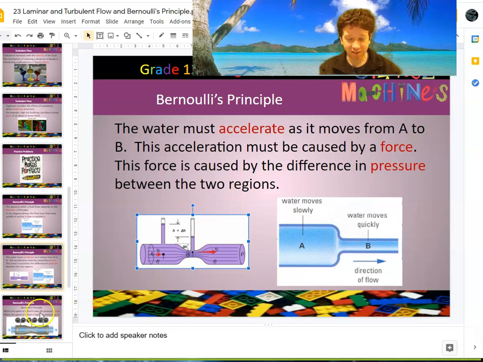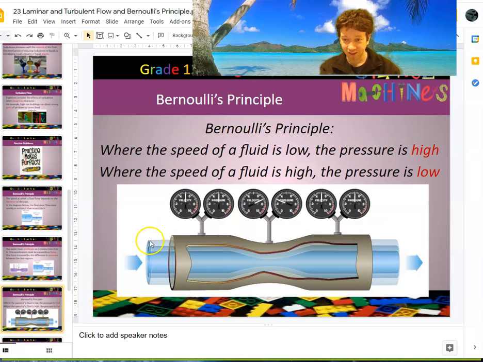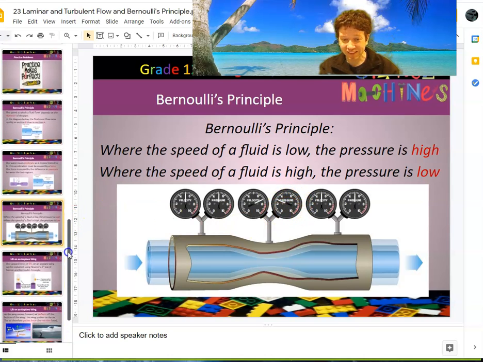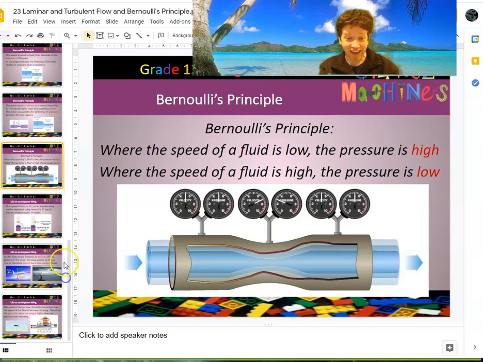The basics for Bernoulli's principle. So Bernoulli's principle says when the speed of the fluid is low, the pressure is high. And when the speed of the fluid is high, the pressure is low. And there are applications of Bernoulli's principle everywhere.